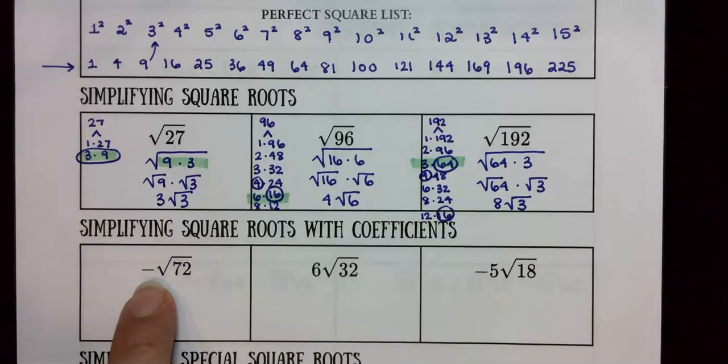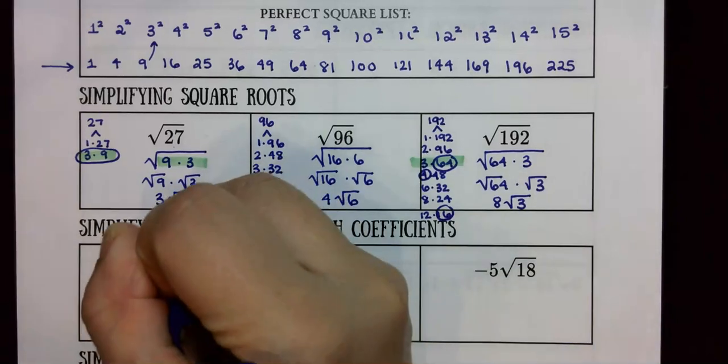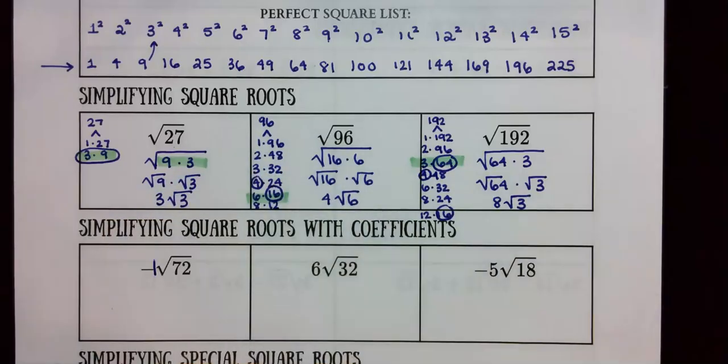Now I do want to remind you, anytime we have a negative that's just floating out there, remember that there's actually an understood 1 there. So I'm going to go ahead and put it there for reference. There's a -1 outside of the square root. We actually won't do anything with that -1 until the very end. So I'm going to ask you to ignore it, pretend it's not there, and break down the square root of 72 like we did the other problems.